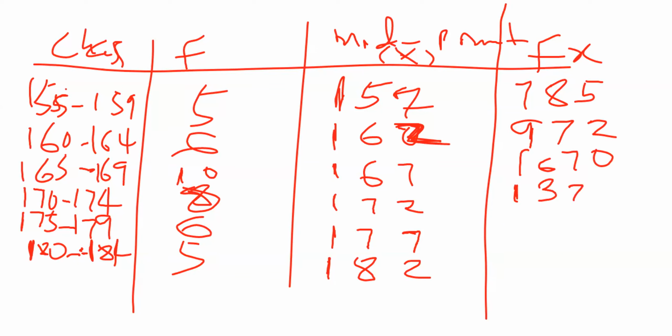177 times 6 is 1062. And the last one, 182 times 5, is 910. So we'll now add all of this.